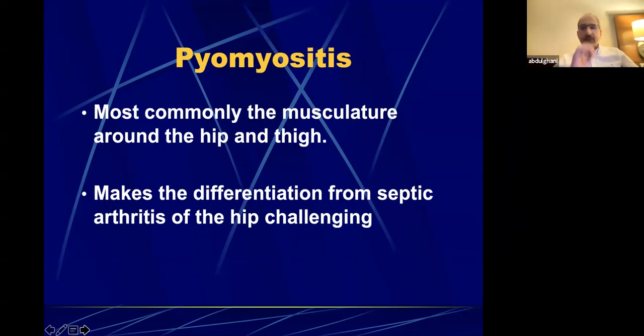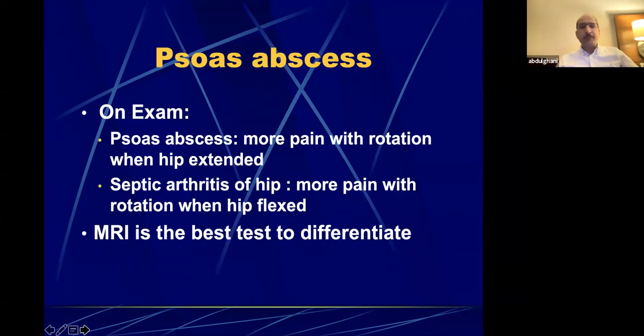Pyomyositis is another condition. Most commonly, the musculature around the hip joint and thigh are involved, making the differentiation from septic arthritis of the hip challenging. Psoas abscess is more pain with a rotation and hip extension. Septic arthritis of hip is more pain with a rotation when hip is flexed. MRI is the best test to differentiate it.